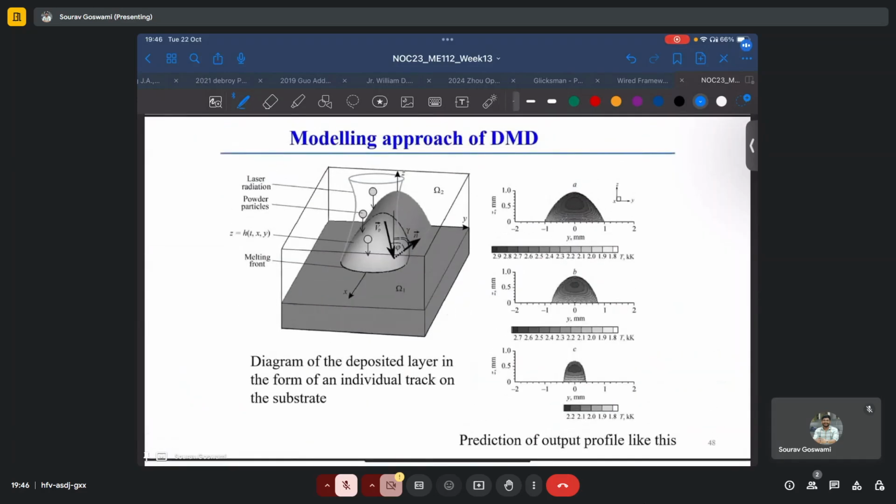For modeling such processes, we need to account for the catchment efficiency, we need to account for the particle dynamics, see how they are interacting with the incident laser beam. And based on these considerations, we can see how the deposition profile over any chosen plane will be different, as seen in the three cases here.